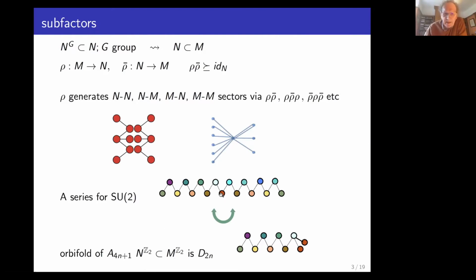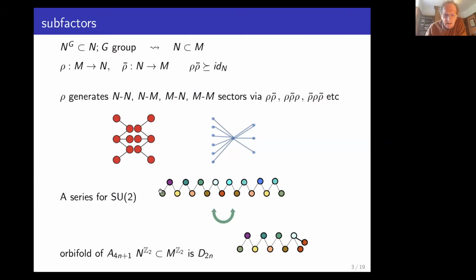To get a fixed point, which is the only really interesting case, I need an odd number of elements for my A Dynkin diagram. And in fact, to get something new, I have to have an odd number of the form 4n plus 1. In that case, I get this orbifold graph, this D with an even number of vertices. If I have an odd number of vertices, that does not appear as the graph of a subfactor. That appears in another setting.